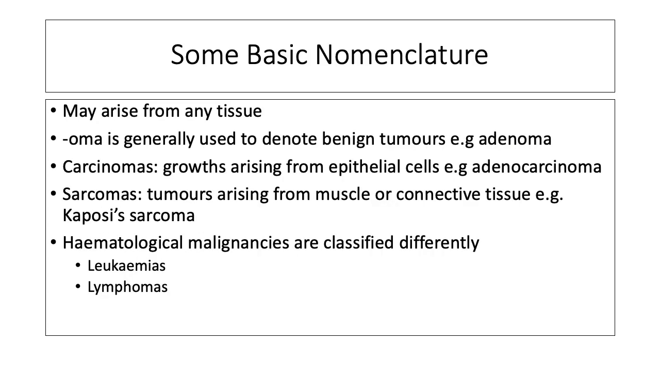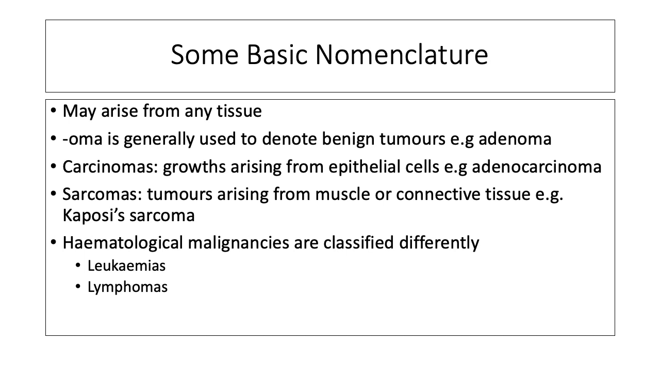And then onto some basic nomenclature with regards to cancers or tumors. Like we said earlier, we saw from our WHO definition that cancers can arise from any tissue. As a general rule, when we have an "oma" at the end of a tissue or a gland, it normally denotes benign tumors. For example, an adenoma would be a benign tumor.